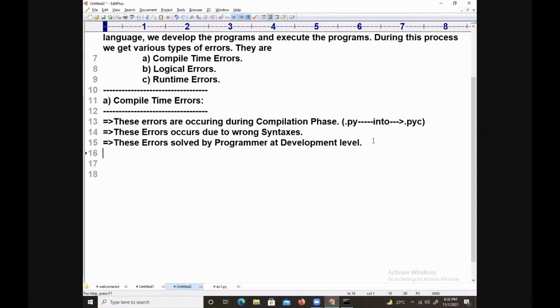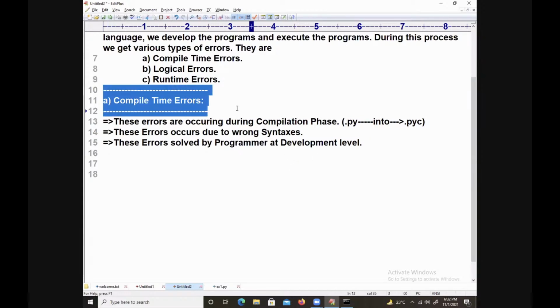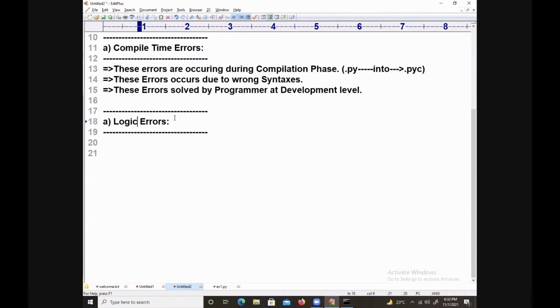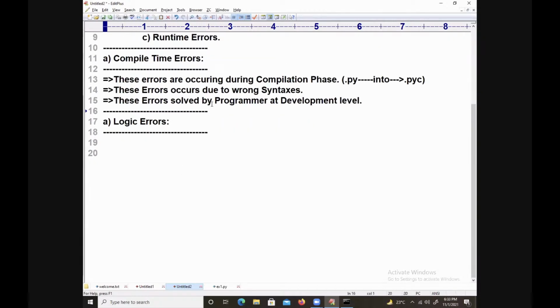Next we are going to enter into another discussion. What are the next errors? Next level of errors: logical errors. Keep in mind logical errors. You will understand this very carefully, my dear students. Sir, what are logical errors?